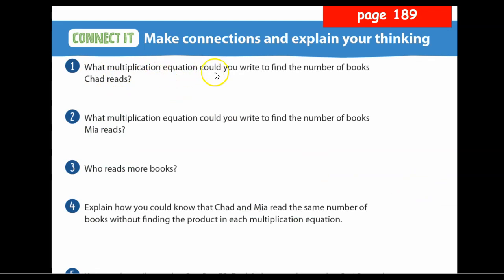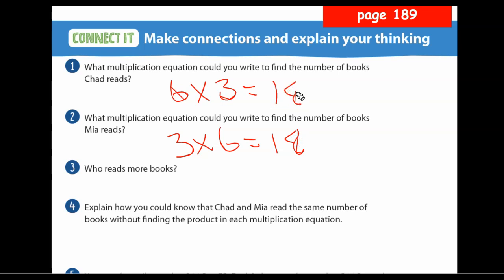It says, what multiplication equation could you write to find the number of books Chad reads? So what was the equation that we did for Chad? 6 times 3, good. What was the equation for Mia? 3 times 6. Okay, 18, 18. And who reads more books? Okay, they read the same amount of books.